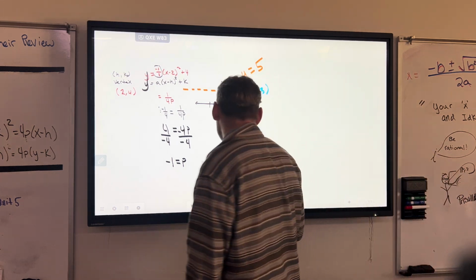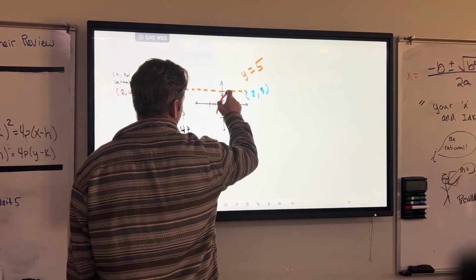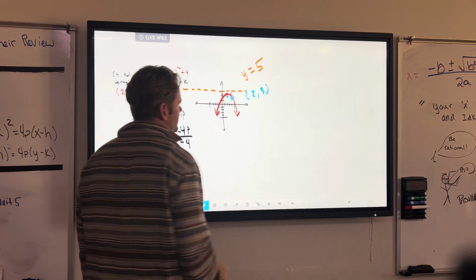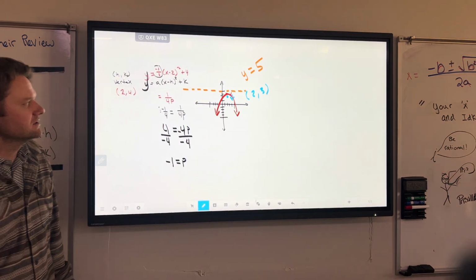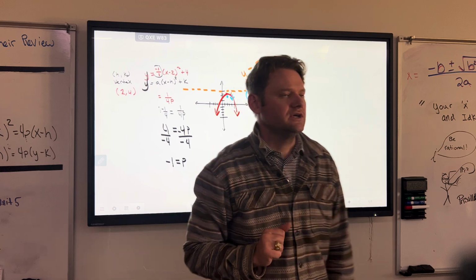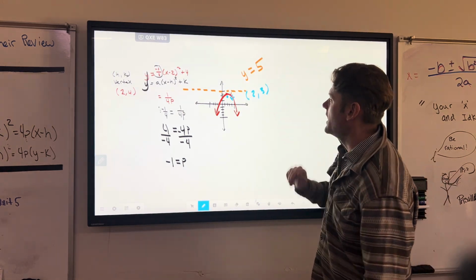So what does the graph of this look like after I found this? Well, it's a parabola that opens down. It looks something like this. Focus at 2, 3. Directrix at y equals 5.